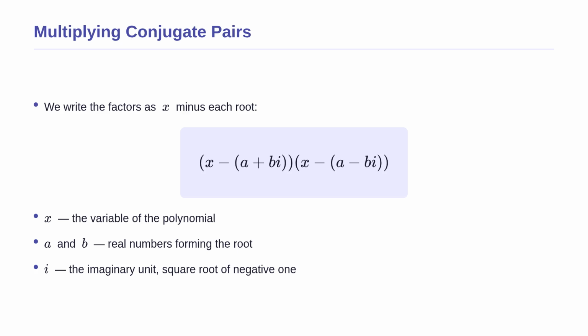When we know a polynomial has an imaginary root, we write its factors by subtracting each root from the variable x. Here, x represents a variable. The letters a and b represent real numbers, forming the real and imaginary parts of our root. Finally, i is the imaginary unit, the square root of -1. If the value of b increases, the imaginary part grows larger. But because we multiply the conjugate pair together, the imaginary components will always perfectly cancel out, leaving us with strictly real coefficients.